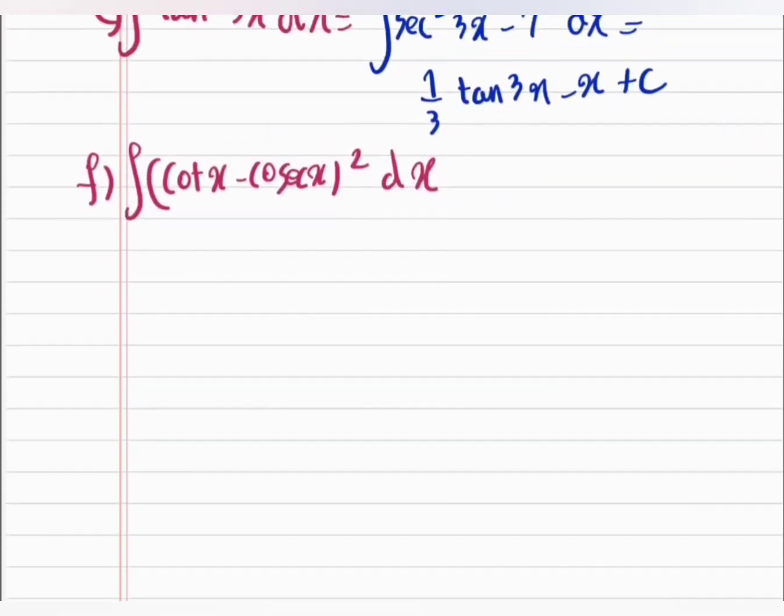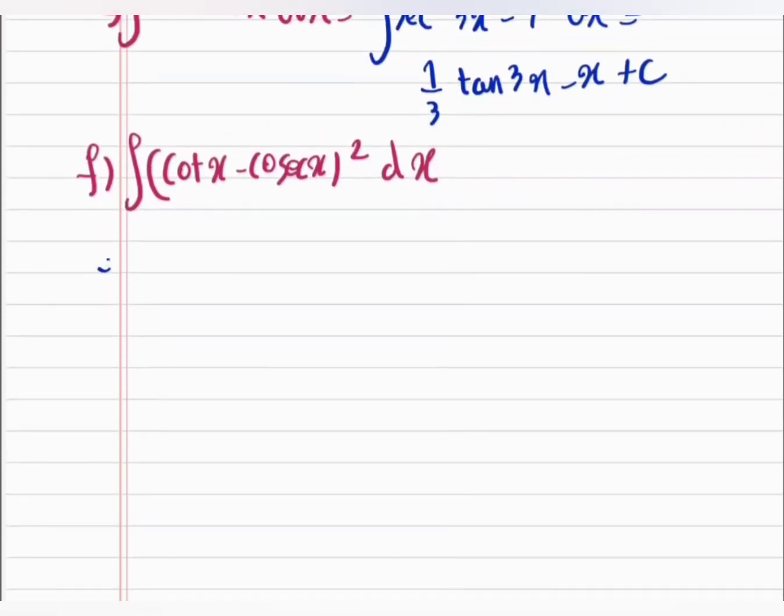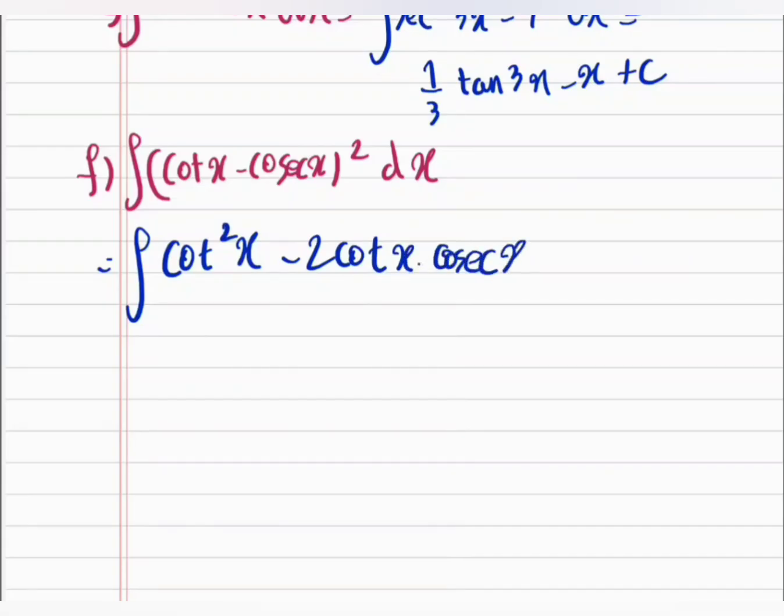Now, part F, first of all, we just need to expand this, but it needs a similar trick. So we'll get cot squared x minus 2 cot x cosec x plus cosec squared x.